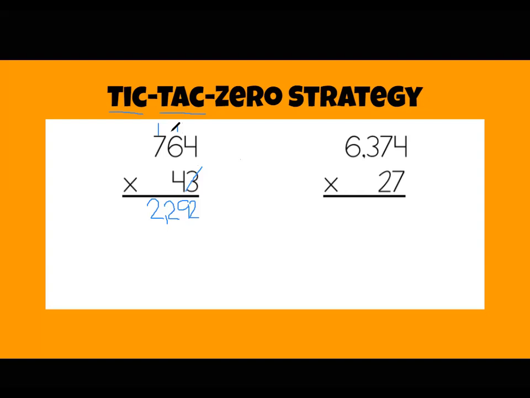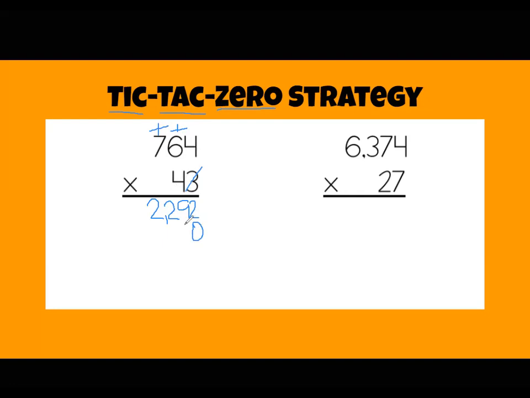TAC means we're going to cross out what we regrouped, because we've already used those numbers. We're not going to use them again. And then 0 is going to help us remember to put that 0 in the ones place, because now we are ready to multiply by the tens. So once we put our 0, we can now multiply by our tens place.